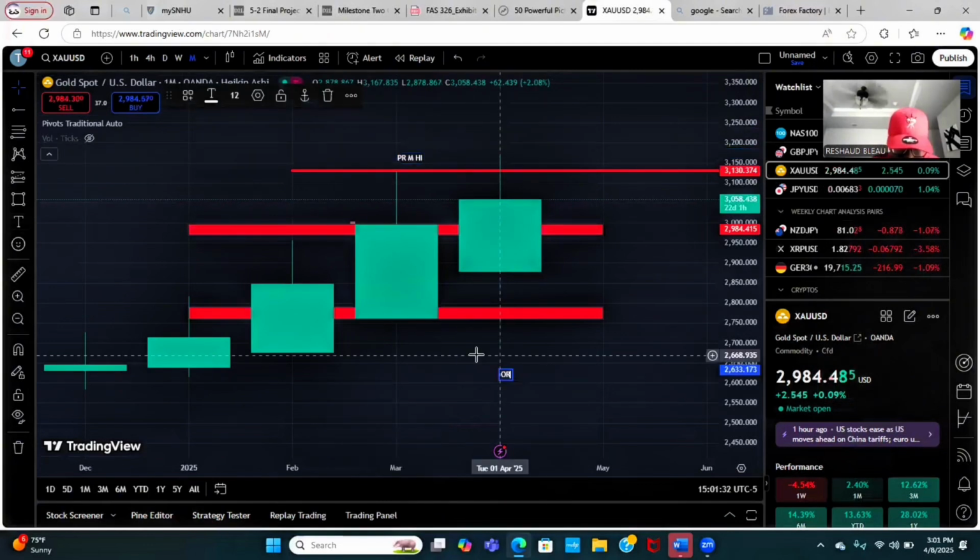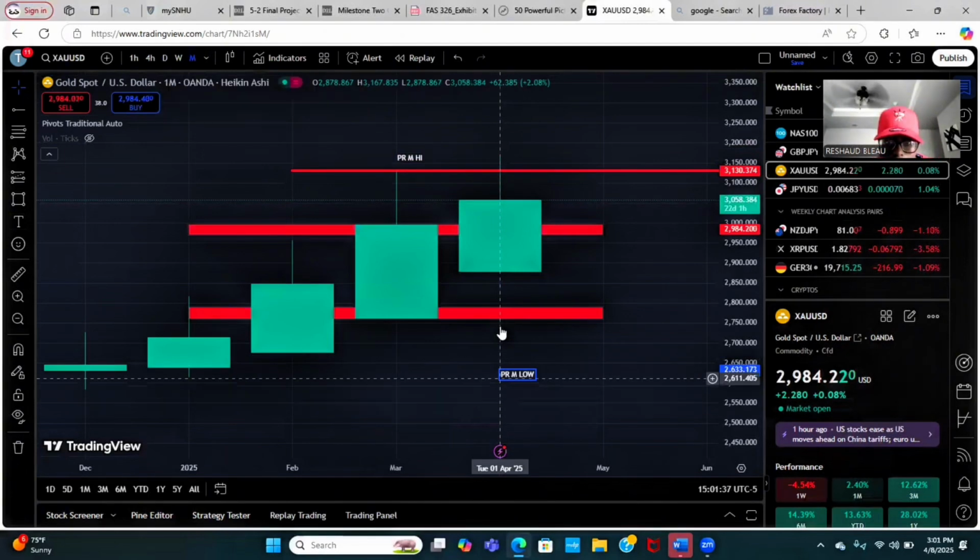Previous monthly low. My phone is on a charger too, so we ain't listening to no music right now. We in our bag.